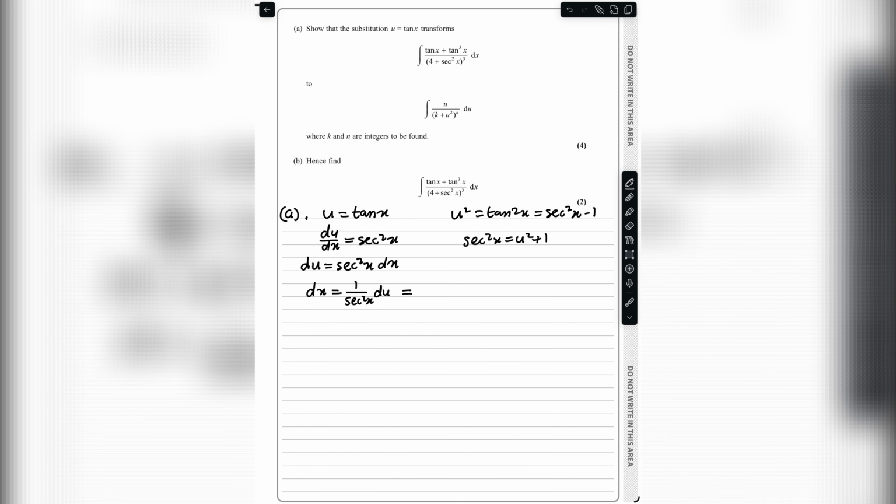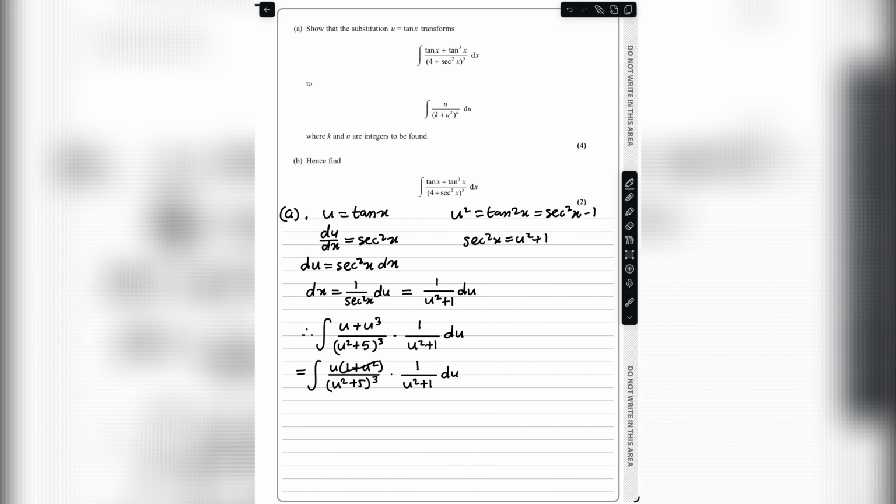So we can state that dx equals 1 divided by u squared plus 1 du. Therefore, our integral becomes u plus u cubed divided by 4 plus sec squared x, which is just u squared plus 5, to the power of 3, multiplied by 1 over sec squared x, which is u squared plus 1 du. And after factorizing u from the numerator, we have 1 plus u squared divided by u squared plus 5, all cubed, multiplied by 1 over u squared plus 1 du.